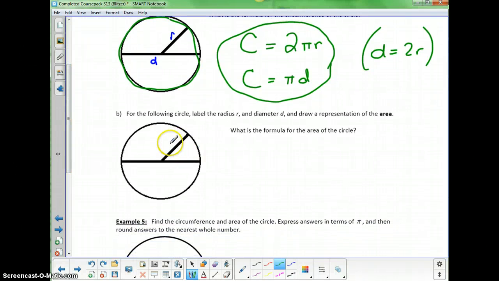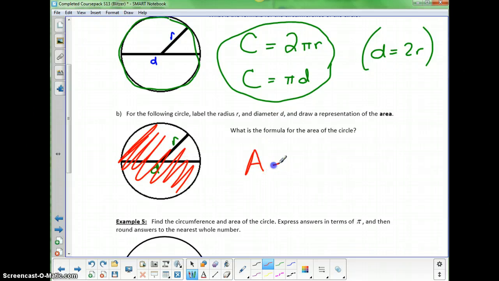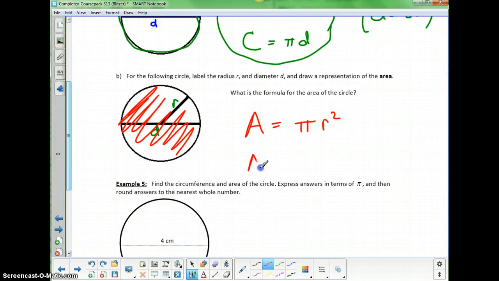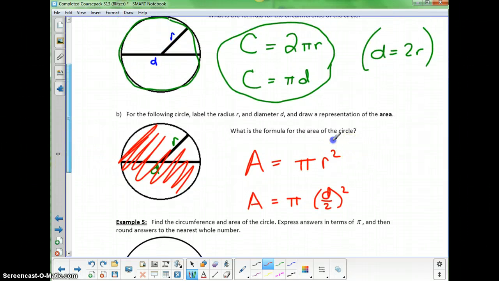Alright, now in the formula for area, I know my radius and my diameter, and area is about filling the circle in, and the formula for area is pi times radius squared. So if I were given diameter instead, it would be pi times half of the diameter squared. We usually see pi r squared and know that if I have the diameter instead of the radius, I'll just take half of it so I can get the radius, and then I'll square that and multiply by pi.